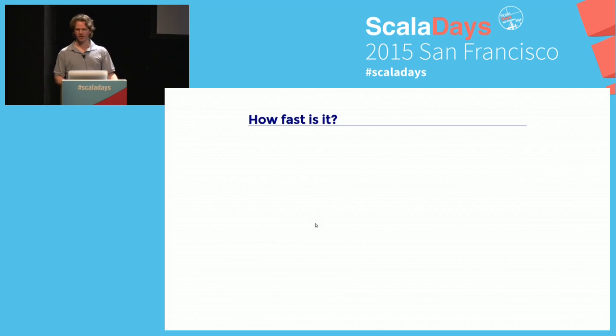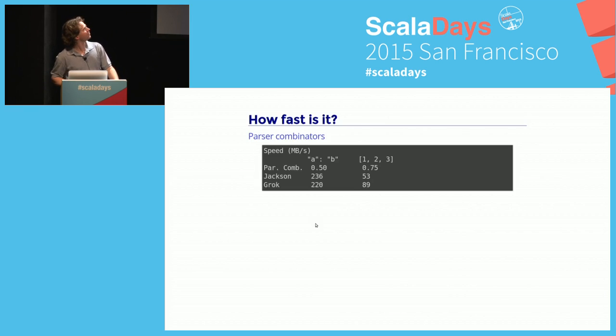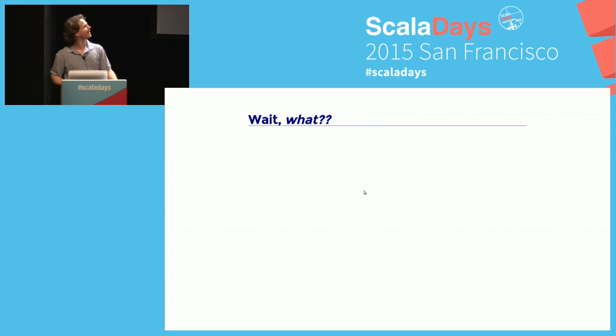Okay, so where on that spectrum do you get? And this is where it's almost at the Jackson speeds for building this tree, and it's considerably faster than Jackson for parsing the arrays. So how did that happen?